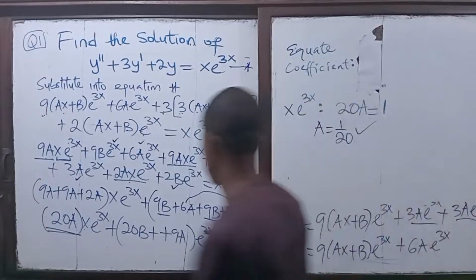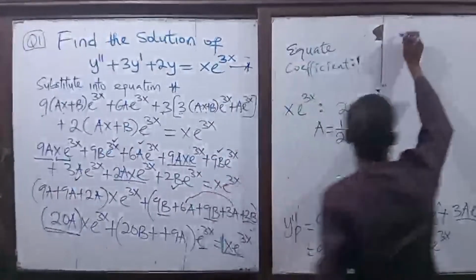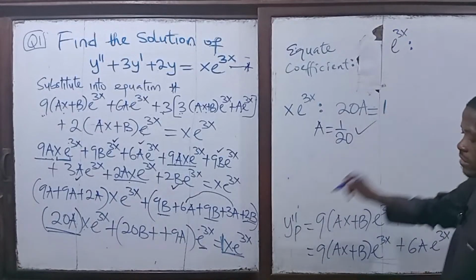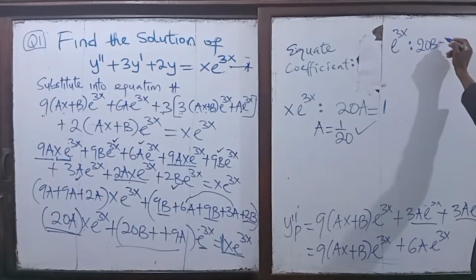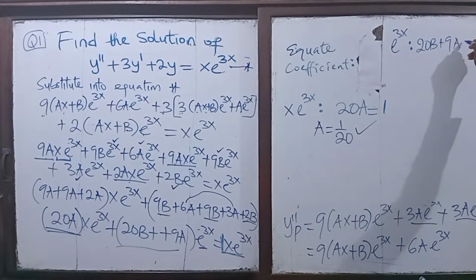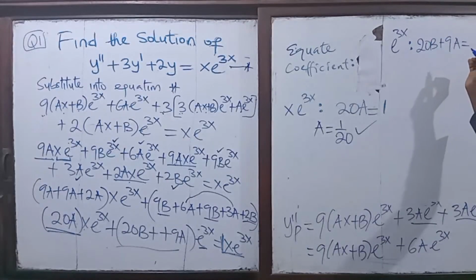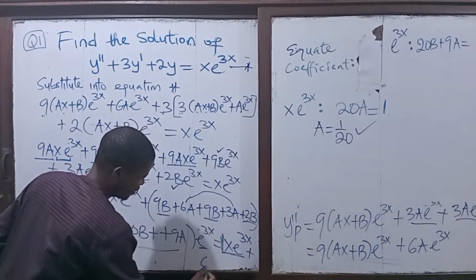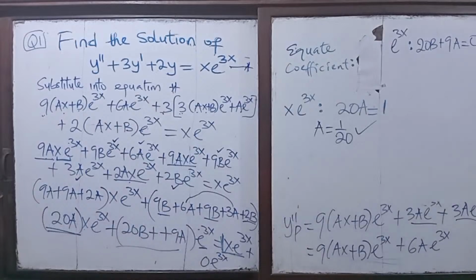Then the other one is the e to power 3x. Equate the coefficient of e to power 3x. On this side, we have 20b plus 9a equal to what? We don't have it on the right side. 0 on the right side, which you can write as plus 0 e to power 3x. So that's 0 on the right side.